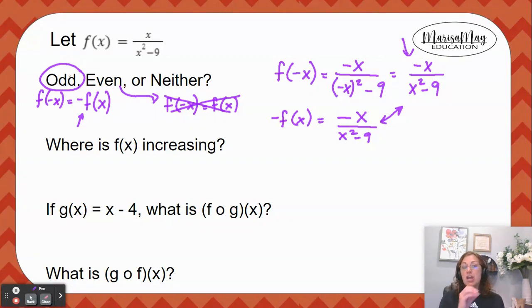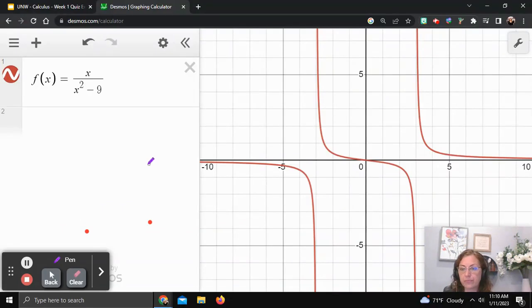For the next question, f of x, where is it increasing? We're going to have to go back to the graph for now. So let's take a look at that Desmos graph one more time. All right, here's our graph. As you can see, we are looking for where are the y values going up? And we have to look at this from the left side to the right side of the graph.